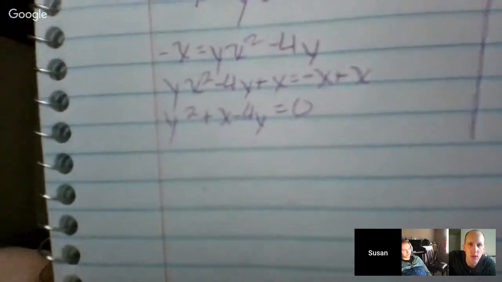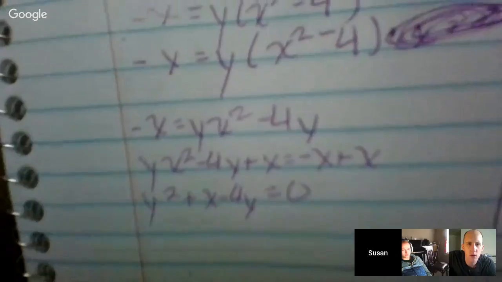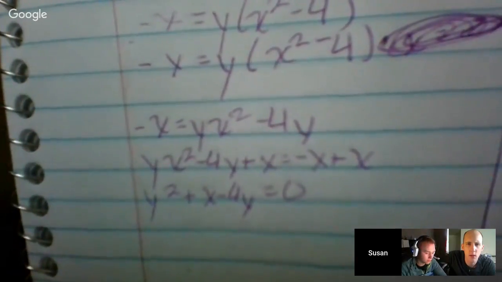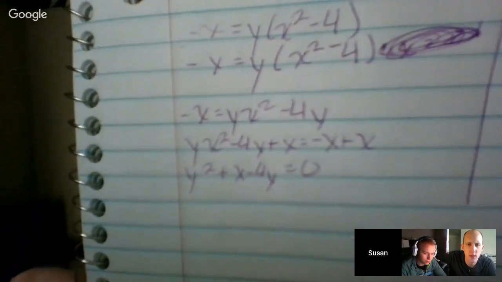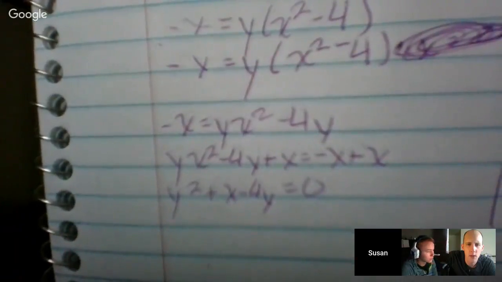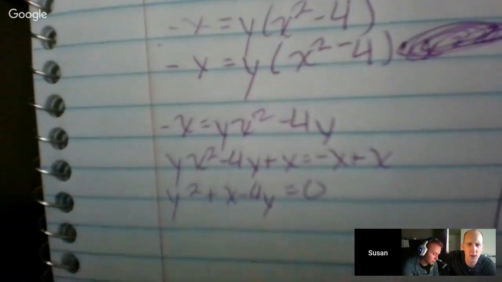So that's what I had at the end. Okay, so let's see. You got x, k, and then you got y squared minus 4y plus x. So what happened to the x that was on the y squared?